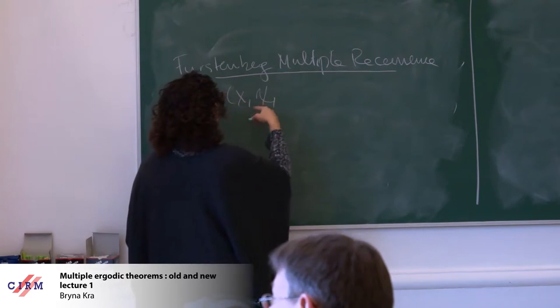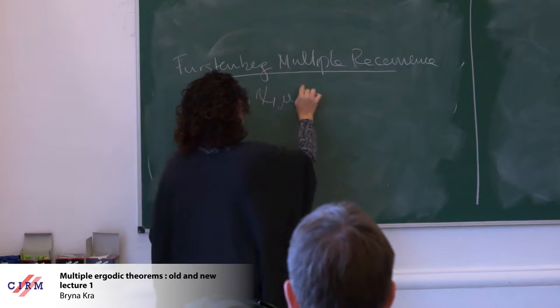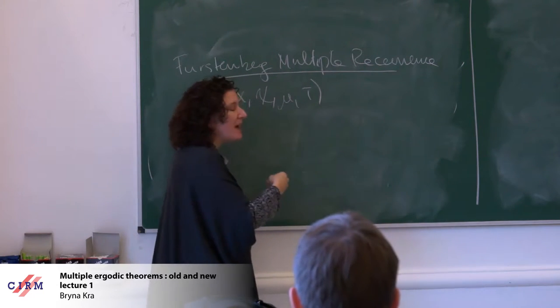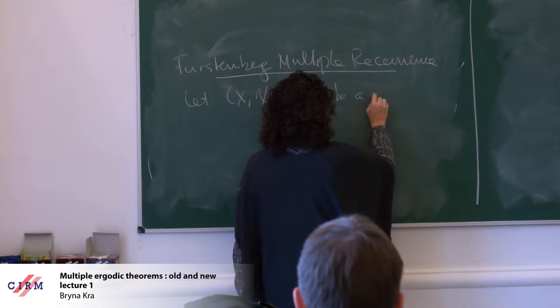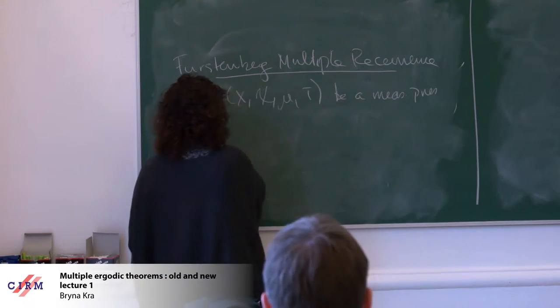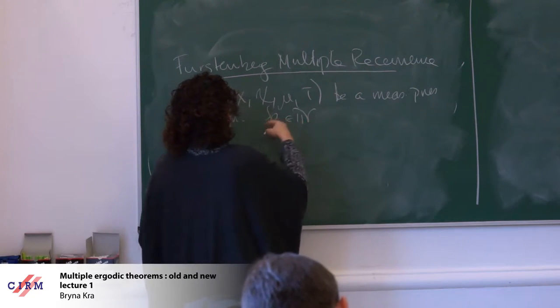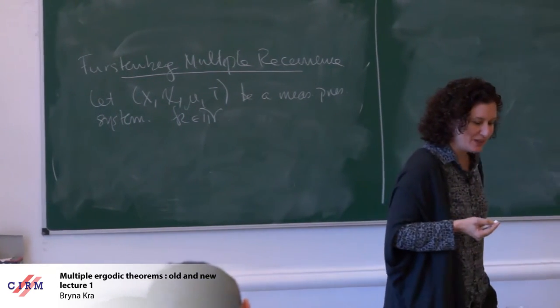So the sigma algebra will always be the curly letter associated to the space. So this is my measure-preserving system. I will often omit the sigma algebra from my notation. So this would be a measure-preserving system. Let k be an integer. For me, the integers start at 1, so these are the counting integers, 1, 2, 3.